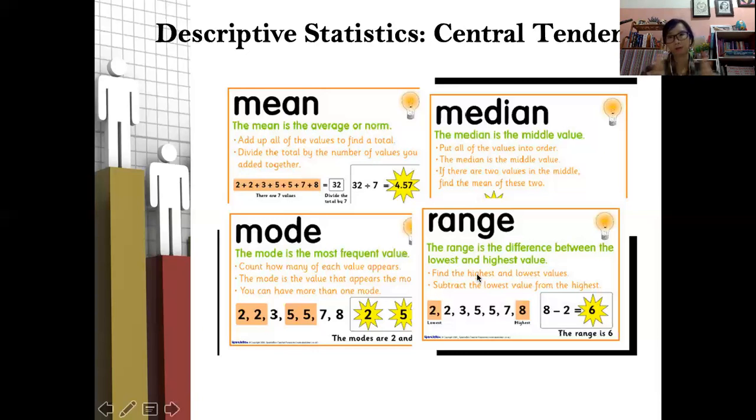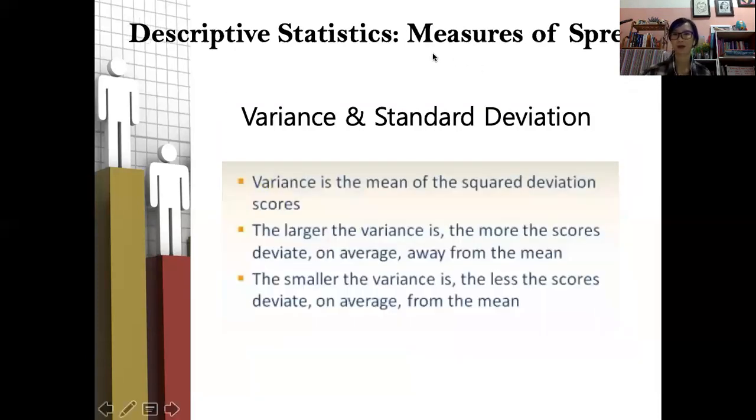Range talks about something else. It's about distance. That's why some experts also categorize range into other types of descriptive statistics which deal with distance, namely the measures of spread or the measures of dispersion. We have two, three if you include range.